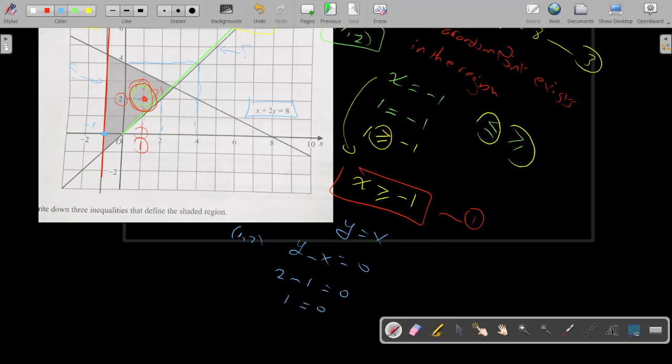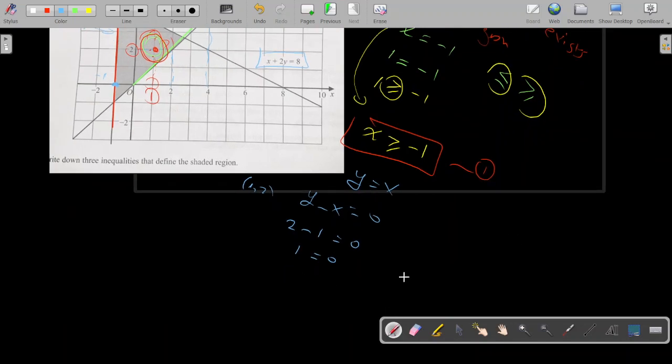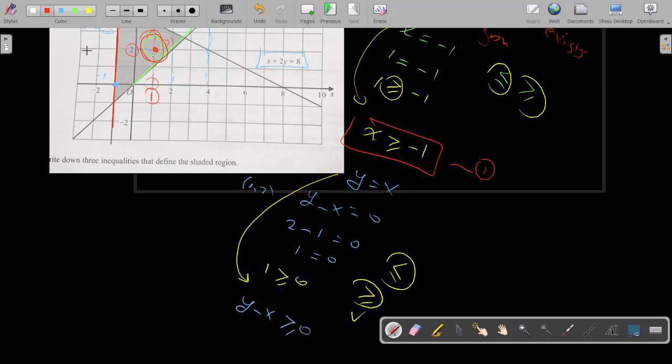Now I understand that this is not equal to 0, and I have two possibilities to deal with. I can use the operator less than or bigger than. It's up to you. I know that 1 is bigger than 0, so I'm going to use this one. So 1 is bigger than or equal to 0, and from this I know the second inequality is y minus x bigger than or equal to 0. This is your second inequality. Clear so far? This is the second inequality that is describing the shaded region.